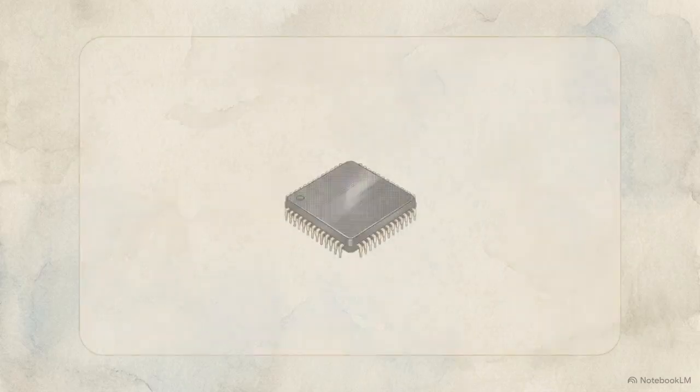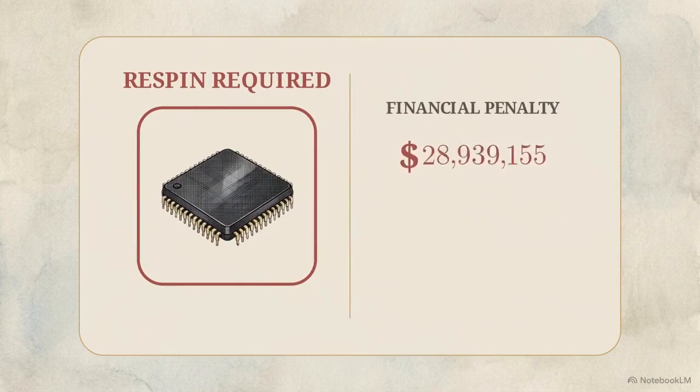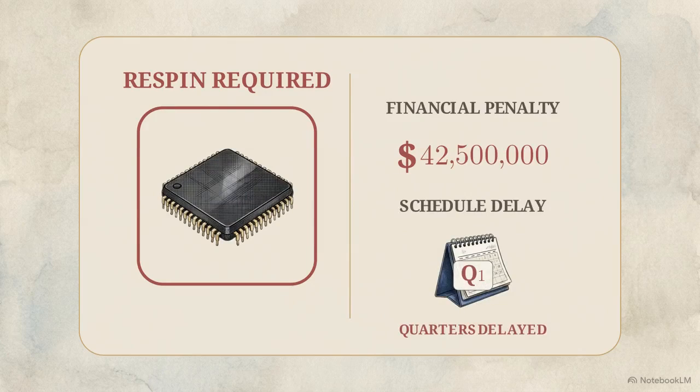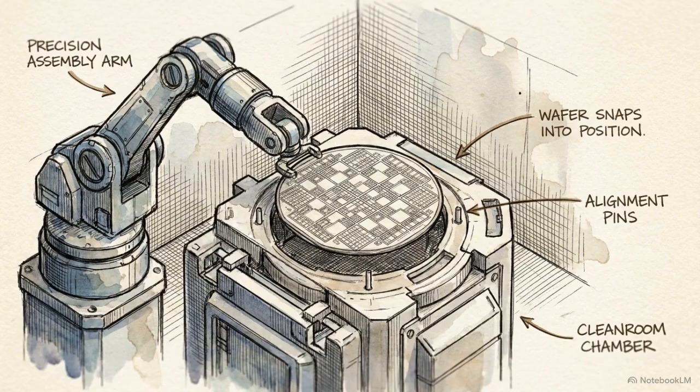A single respin of an advanced silicon design costs tens of millions of dollars and pushes high-volume production schedules back by entire quarters. The only viable bridge across this widening productivity gap is the industrialization of electronic design automation, or EDA. Manufacturing a modern artificial intelligence semiconductor demands immense physical precision across dozens of highly specialized, fully automated tools operating in flawless synchrony.